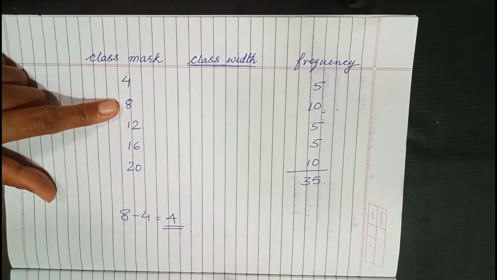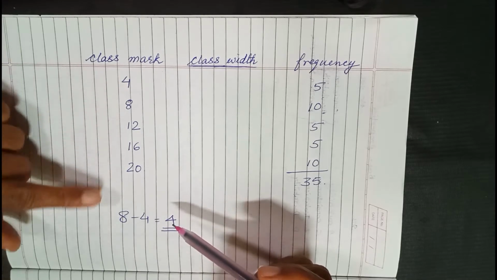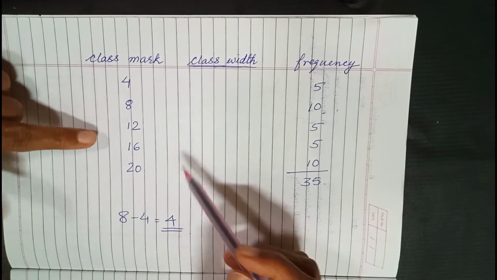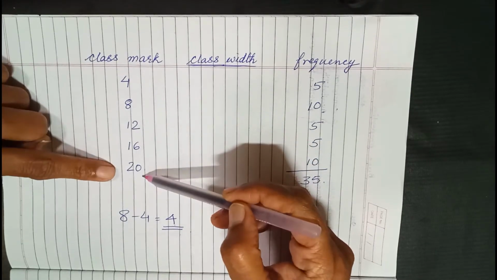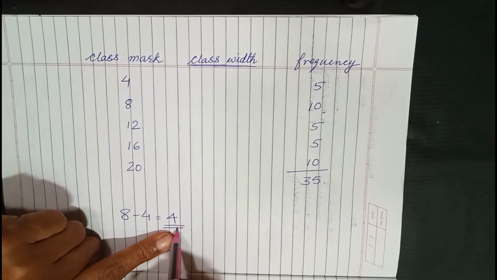That is, my class width should be only 4, and this class width remains constant for all the classes. You cannot have it separate or change like 4 here and 6 here. You can check here again. 12 minus 8 is also 4, 16 minus 12 is also 4, and 20 minus 16 is also 4. So my class width is going to be 4.